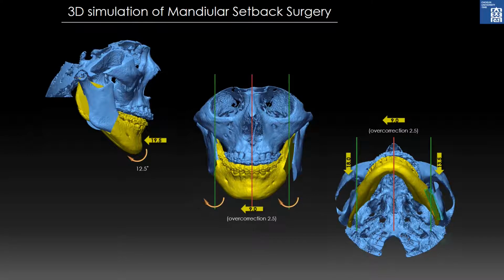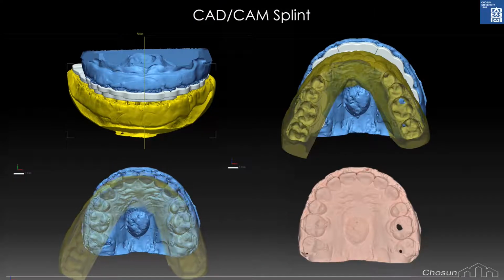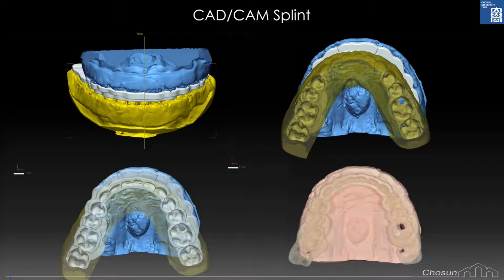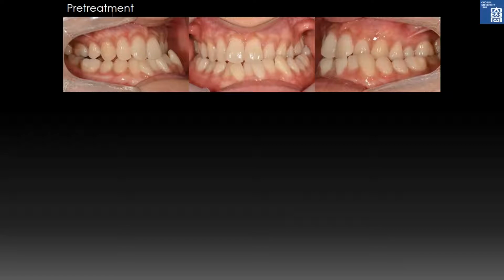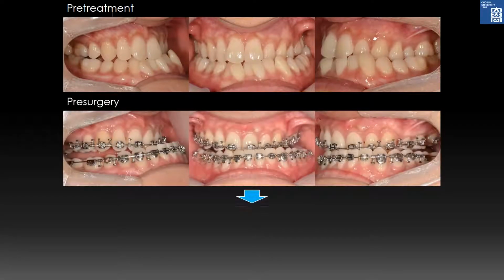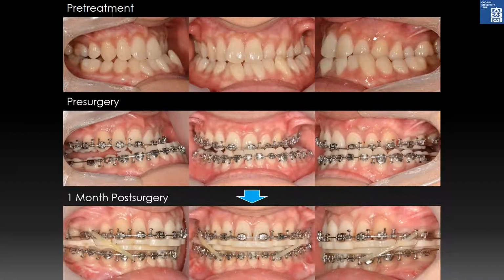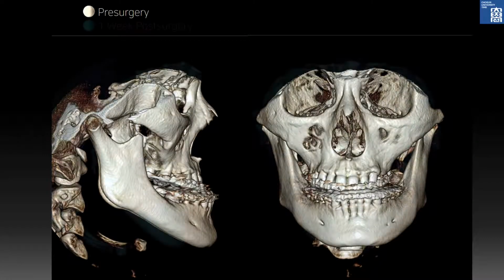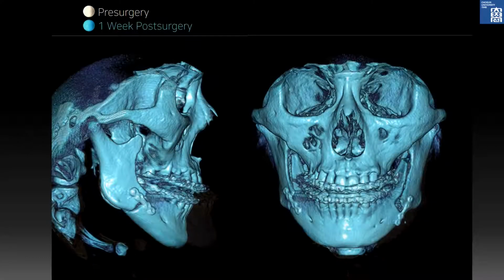Between the proximal and distal segments, gap was formed on the left side and bony interference was formed on the right side, resulting in axial rotation of the proximal segments like these orange proximal segments. From this surgical simulation, CAD/CAM splint was fabricated. Pre-treatment, pre-surgery, and post-surgery. Gray color shows pre-surgery, blue color shows 1 week after surgery.